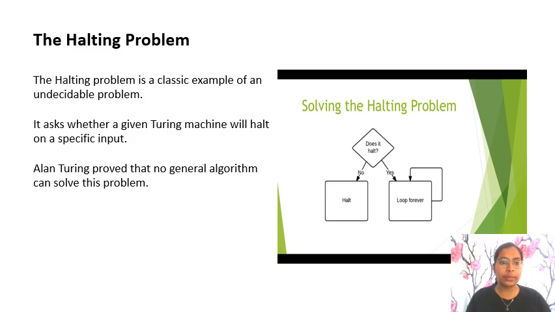The halting problem. The halting problem is a classic example of an undecidable problem. It asks whether a given Turing machine will halt on a specific input. Alan Turing proved that no general algorithm can solve this problem. Does it halt? Halt means no. Yes means it will loop forever.